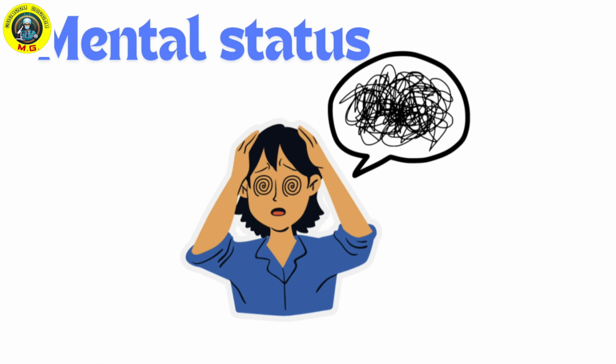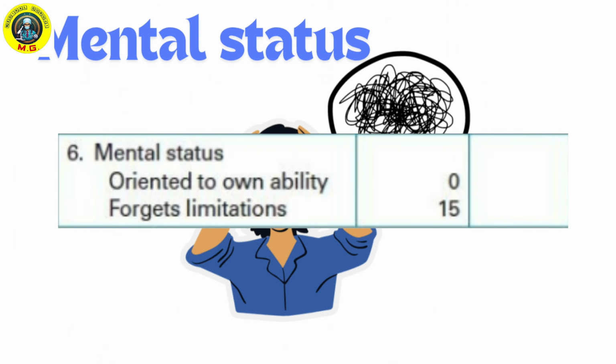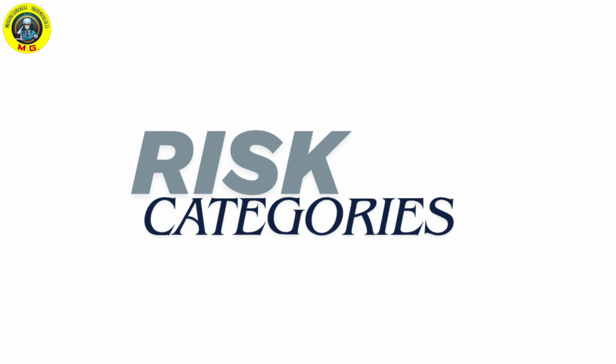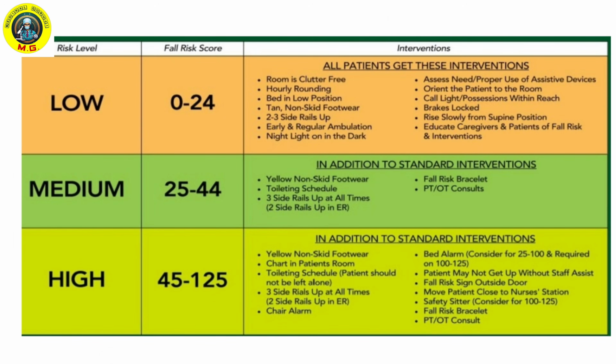Last is the mental status. If the patient is oriented to own ability, the score is 0. And if the patient overestimates or forgets their limitations, then it is given as 15. Risk is categorized as 0 to 24 low, 25 to 44 moderate, and 45 or more high.